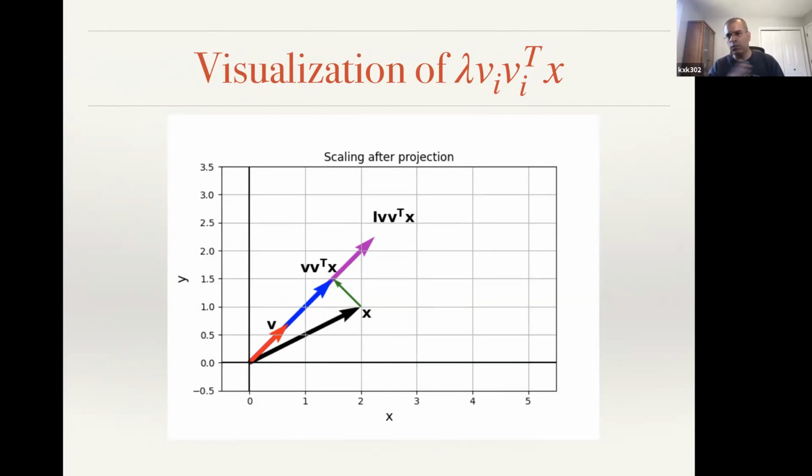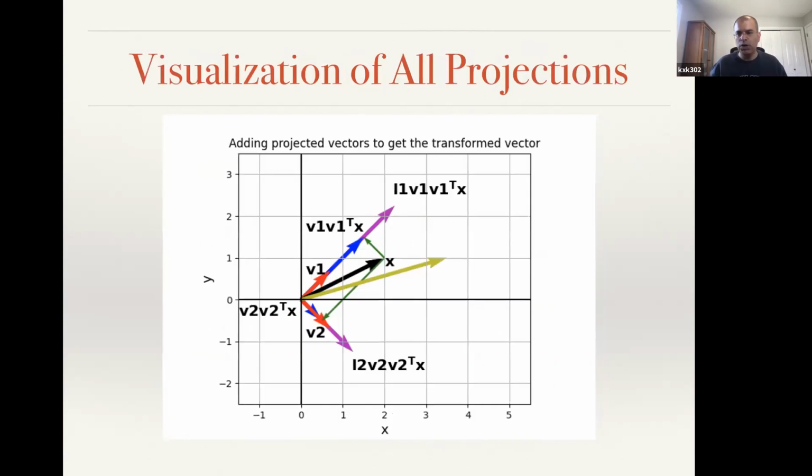If we repeat this for all the eigenvectors, instead of one purple vector, we're going to get n purple vectors. In the two-dimensional case, we're going to get 2 purple vectors. So I'm projecting X onto V1 and scaling it, I'll get the purple vector on top. I project X on V2, which is in the lower part of the graph, and I scale it, and I get purple vector number 2. And if you add these together, you're going to get the yellow vector.